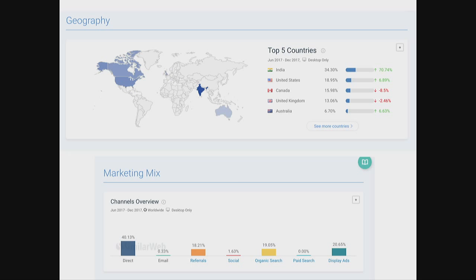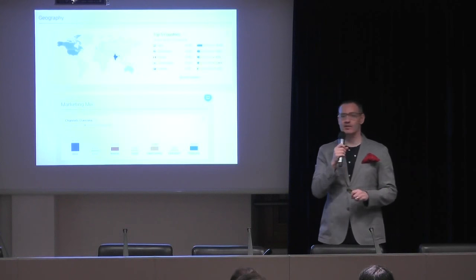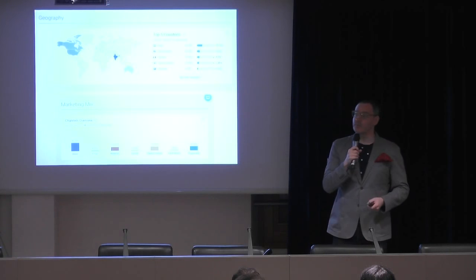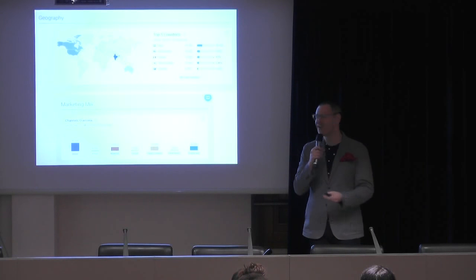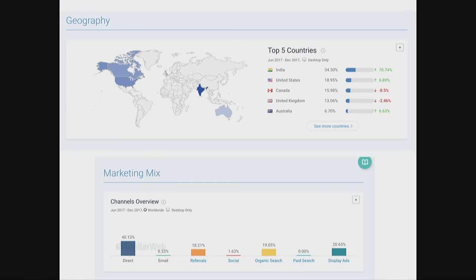The other thing that stands out to me here is 40% direct. So that means, according to this, 40% of their audience is typing in the URL ibtimes.co.in. Now, there are sites with high direct audiences, but these are really well-established brands that have been around for a long time and have very loyal audiences. 40% for that is really high.